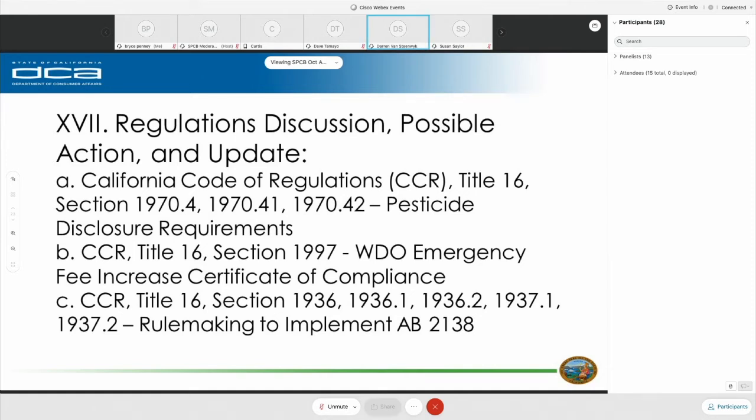And in your board packet, we have discussed at length some of the language that should be presented to you. .41 is pesticide pre-application notice. .42 is pesticide post-application notice, and .43 is just a reporting of a death or a serious injury, to include any county ag commissioner's office as well as the Structural Pest Control Board. And so I'd like to open it up for discussion as to what the board thinks about the language that's been presented.